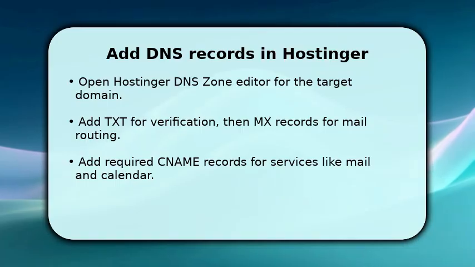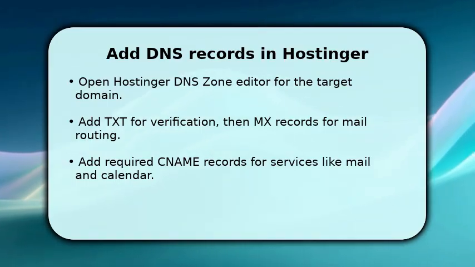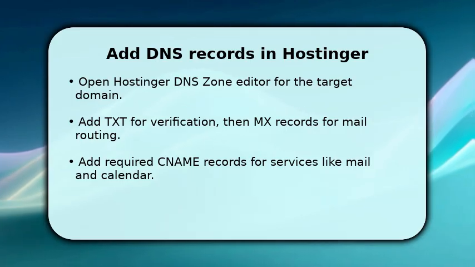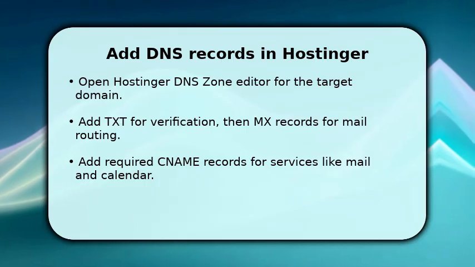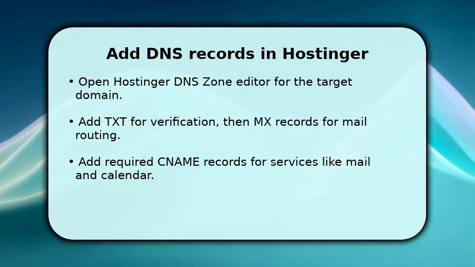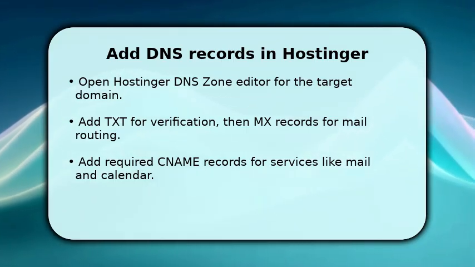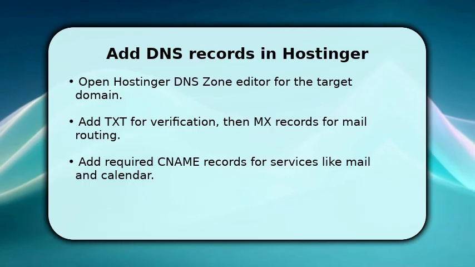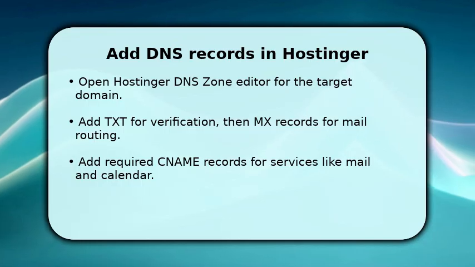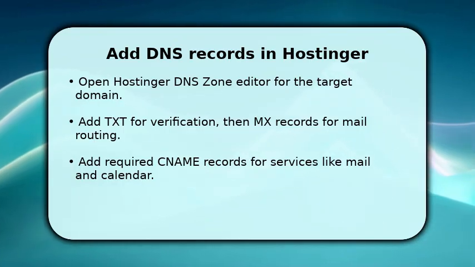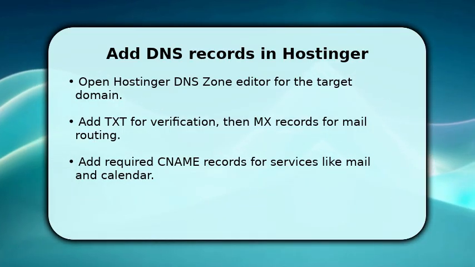Now you switch to Hostinger's DNS zone editor and start entering records. First, create the TXT record from Google Workspace to verify ownership. Verify in Google once propagation begins. Next, add all MX records Google specifies in priority order to route email correctly. Ensure no other MX records remain. Then add CNAME records for services like calendar and mail if recommended.